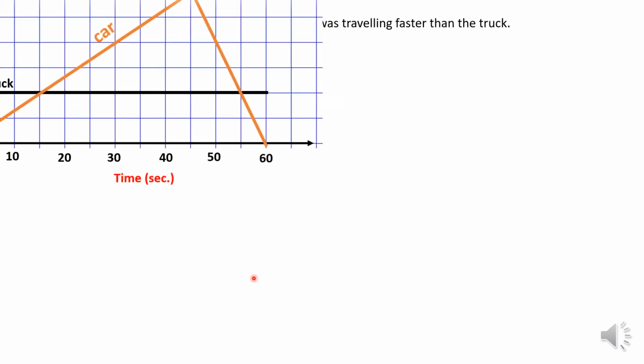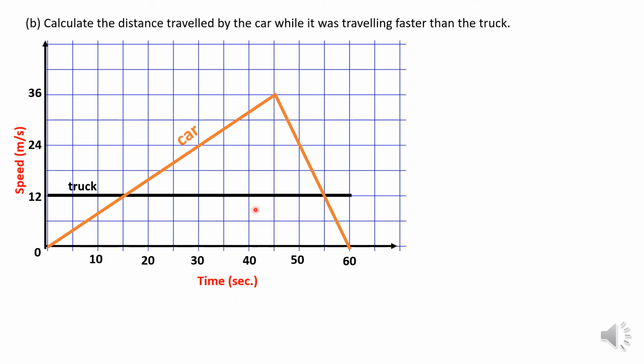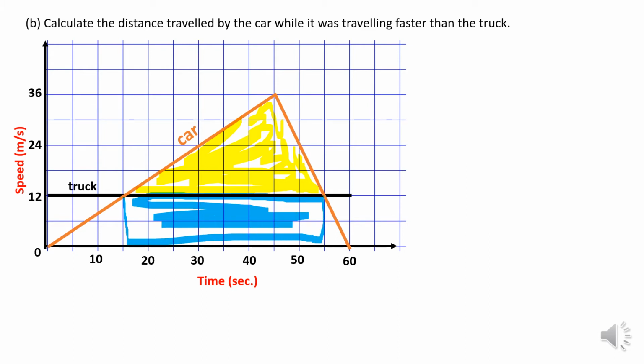Right, so now they are saying we're supposed to calculate the distance traveled by the car while it was traveling faster than the truck. The graph can be a little bit misleading, but this question is all about this particular area that we are going to find. It has to be the area under the graph, and it's going to be this area here.